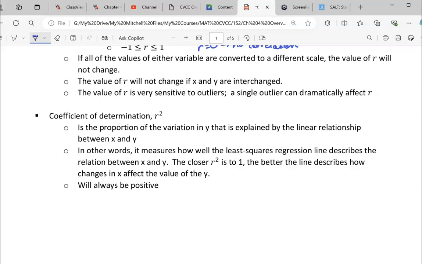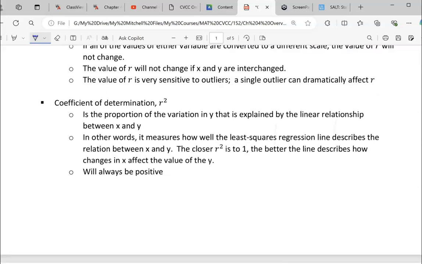That represents the proportion of the variation in the y's that can be explained by the linear relationship between x and y. So what does that measure? It actually measures how well the least squares regression line describes the relationship between the two variables. The closer r squared is to 1, the better that line is going to describe how x affects the value of y. So x is your independent variable, so we want to know how the independent variable affects the dependent variable of y. R squared is always going to be a positive value because I'm taking some number and I'm squaring it.